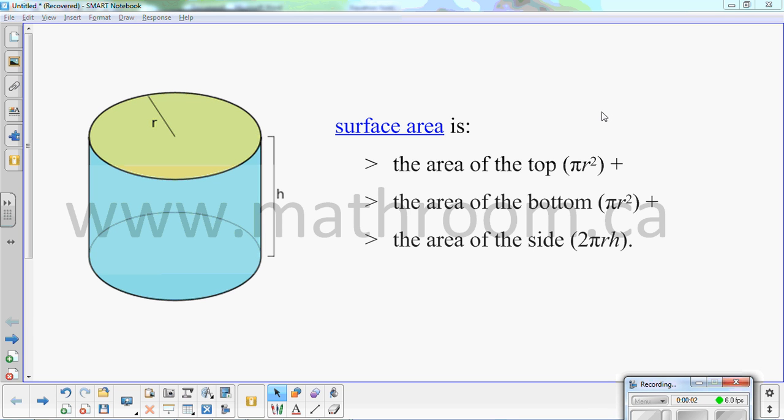Hello math friends. This time we're going to learn how to find the surface area of a right cylinder. There are three steps to finding the surface area.